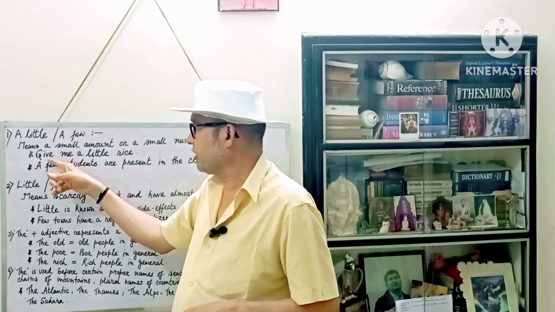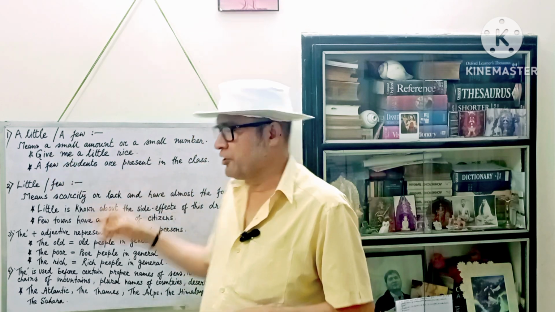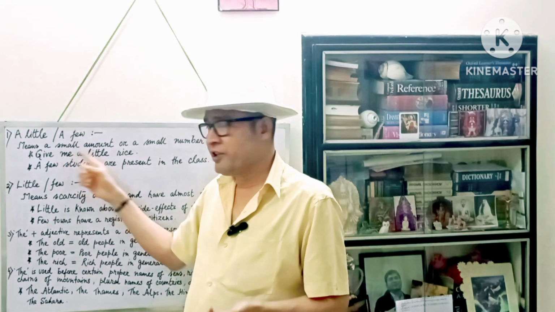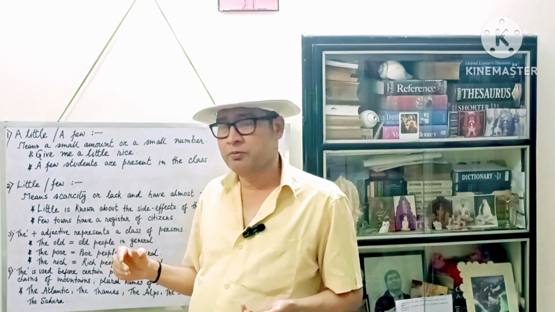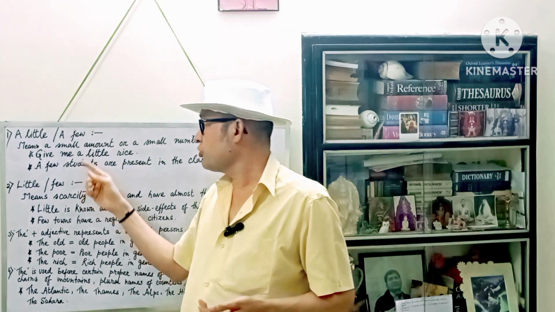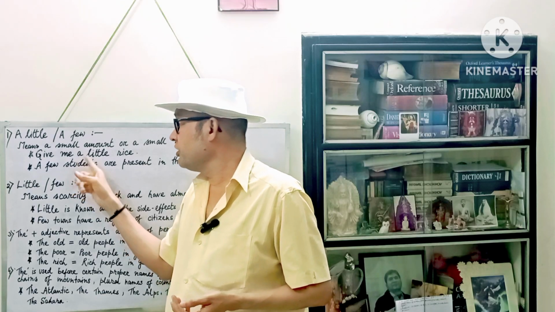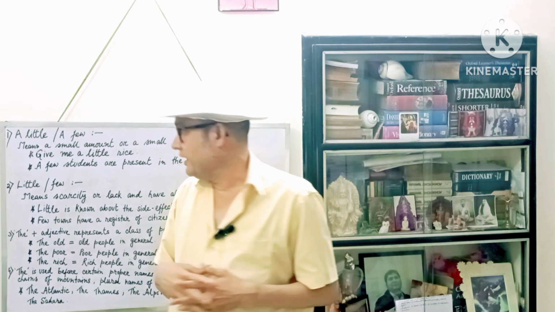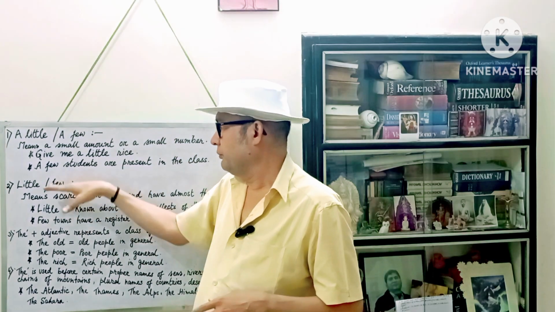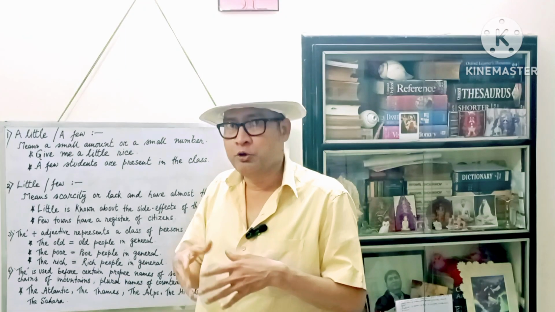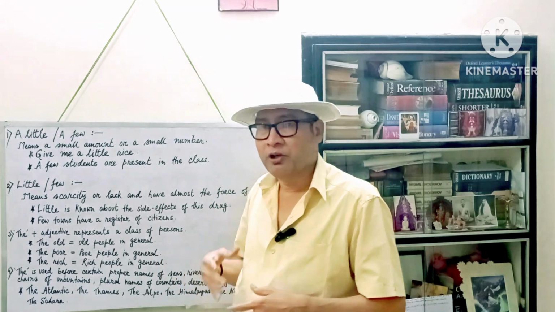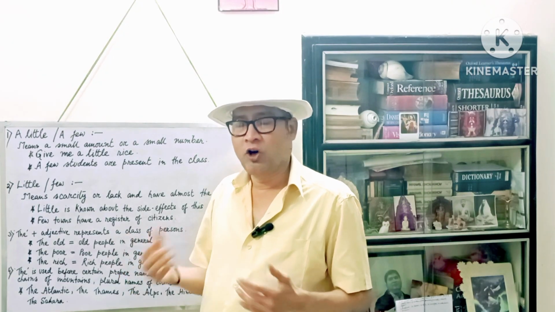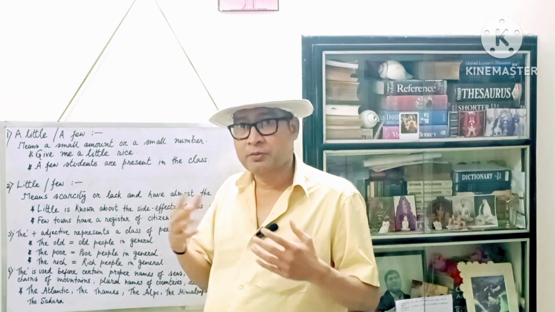Look at these example sentences. Give me a little rice. Now, you understand the meaning of this one. Everybody knows the meaning of this sentence. But now, if we do not use this article, what will this sentence mean? That we will discuss soon after, because it's written here. I'm going to discuss that part also, so that you understand what your sentence means if you don't use a with few or little.